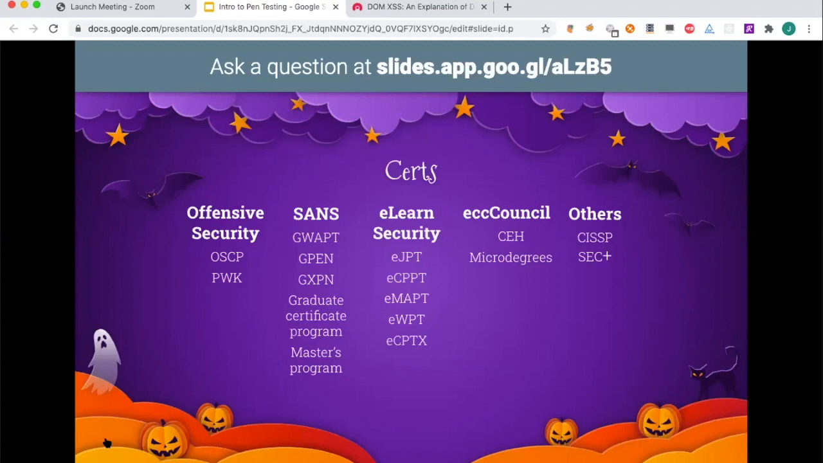EC-Council has a CEH and recently has micro degrees with things like Python security testing and PHP security testing. Micro degrees are interesting to me. The CEH is considered a gateway standard, and it will help you get a job, but I don't think a lot of security people really like it that much. It's more geared toward government and DoD people. That's who wants to see a CEH.